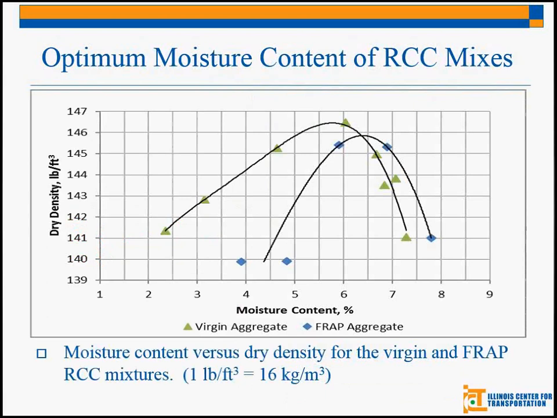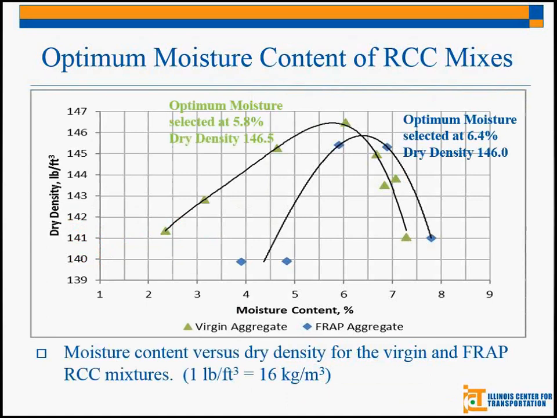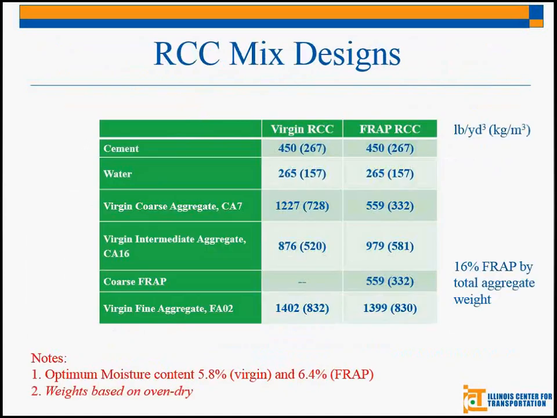Our optimum moisture content is very important with RCC because it's not designed like typical concrete where you just specify your water-cement ratio. And so we found our optimum moisture content for our frap mix and our virgin mix, and they were both similar, around 146 pounds per cubic yard, and the moisture contents were pretty similar, around 6%. So that brought us to our mix designs.